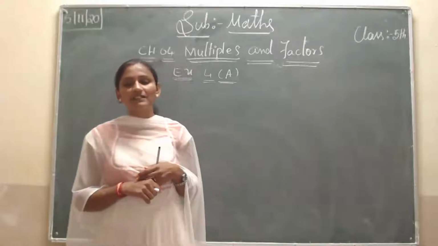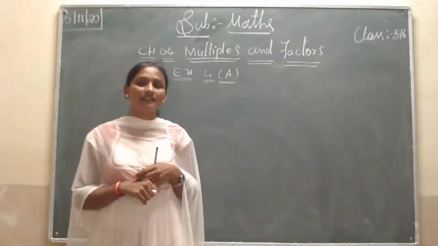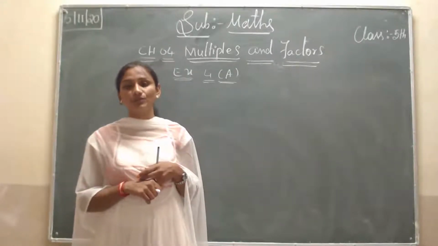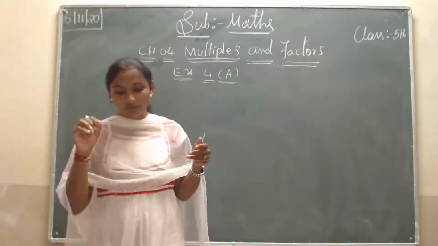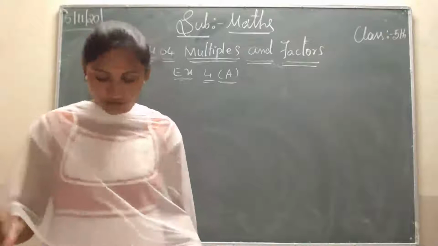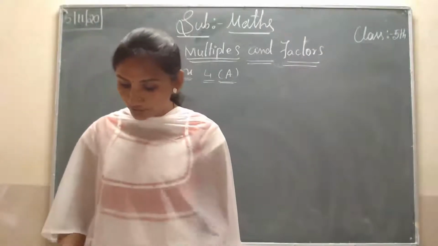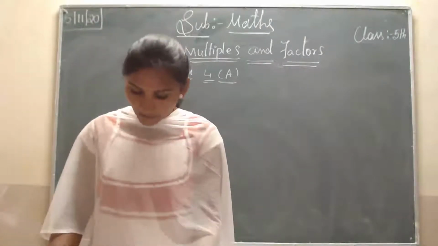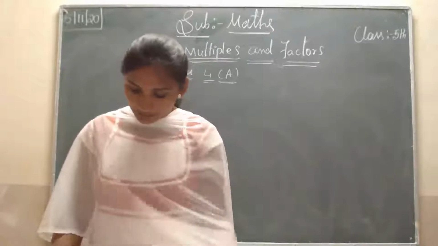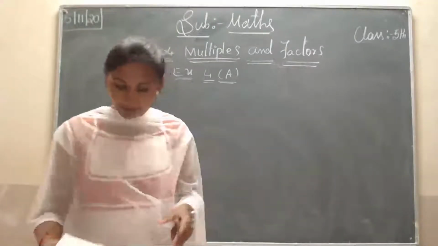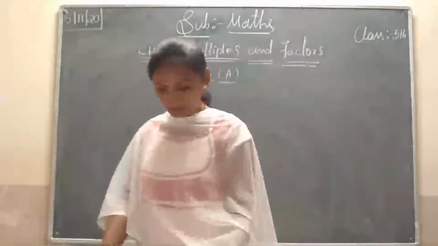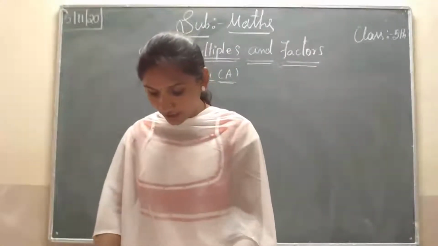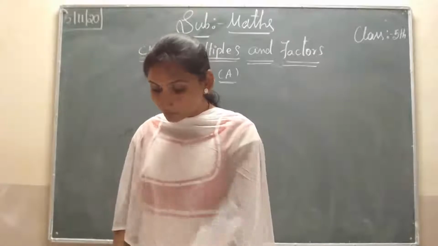In the third one, first you have to recall that between 1 and 100 the total is 25 prime numbers. Students, first I will write the 25 prime numbers between 1 and 100.